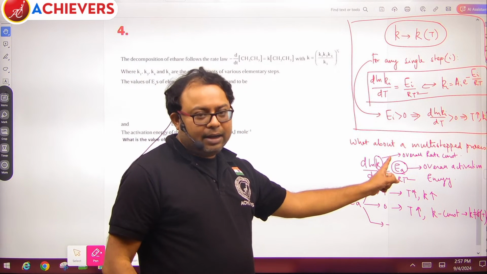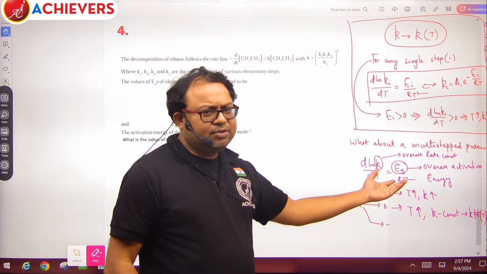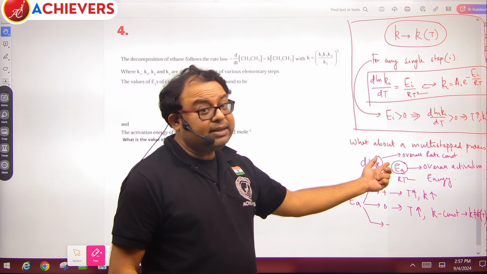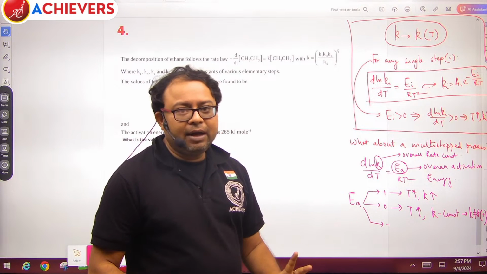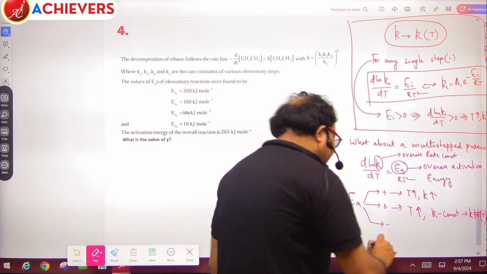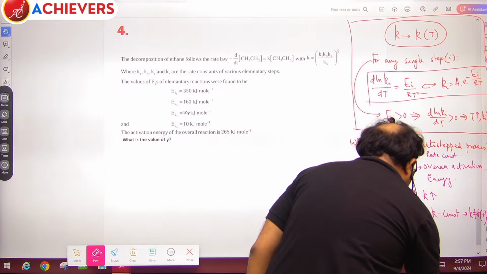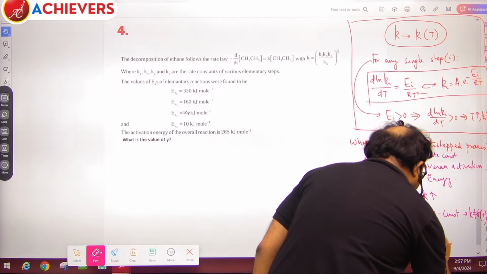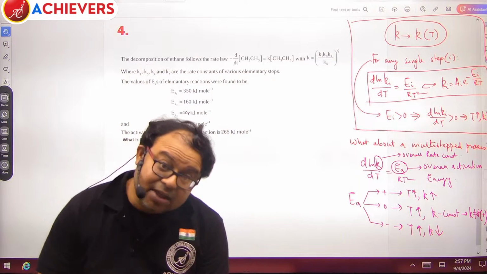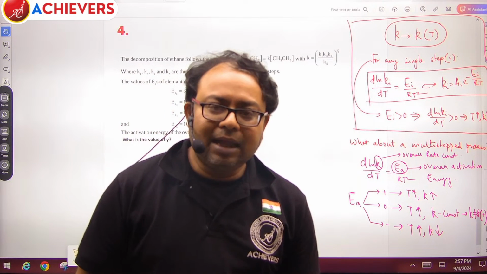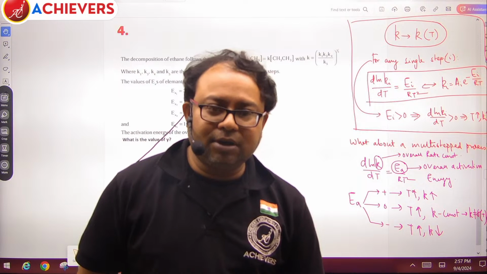And in case Ea is negative, RT square is always positive. So if Ea is negative, then dln K/dT is ought to be negative. If dln K/dT is negative, then with increase in temperature, the overall rate constant will decrease. So it may so happen that with increase in temperature, the overall rate constant is decreasing.